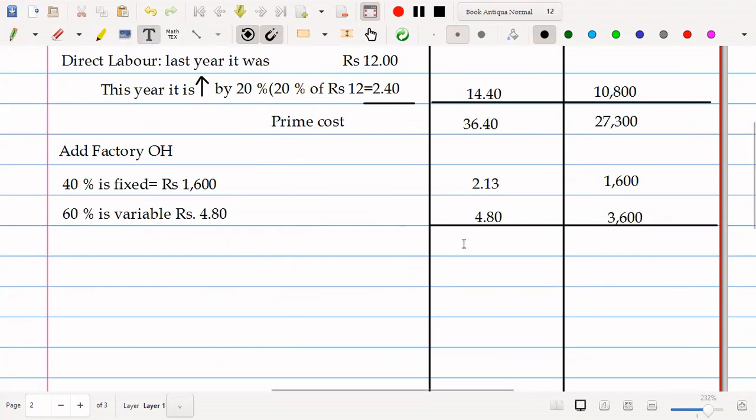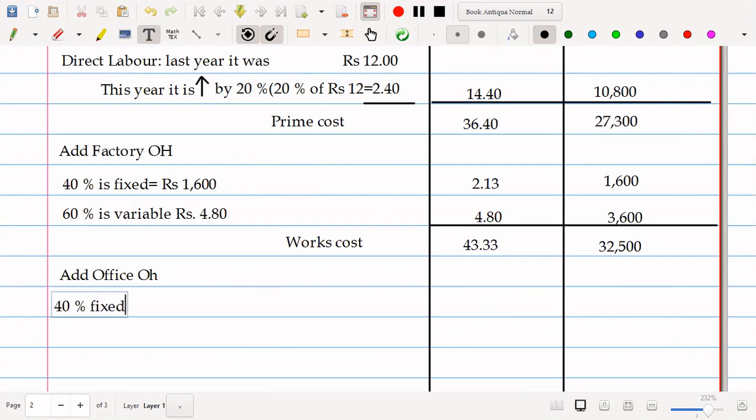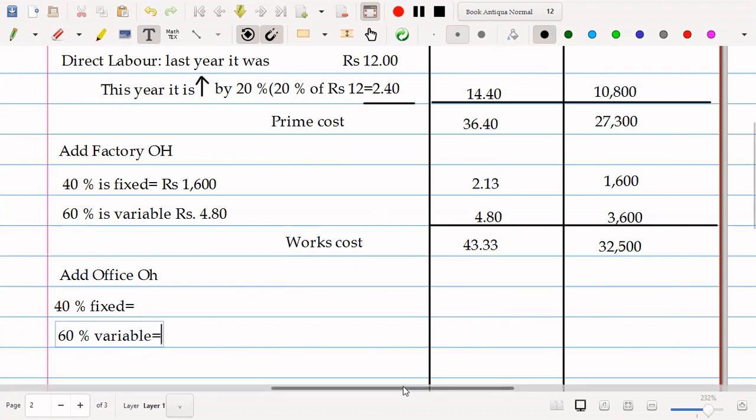Now we'll add this. This comes to 43.33, and this 32,500. This is works cost. And now let's add office overhead. Again, this also we have 40% fixed. Let's see what is the amount, and 60% variable. So let's check out.